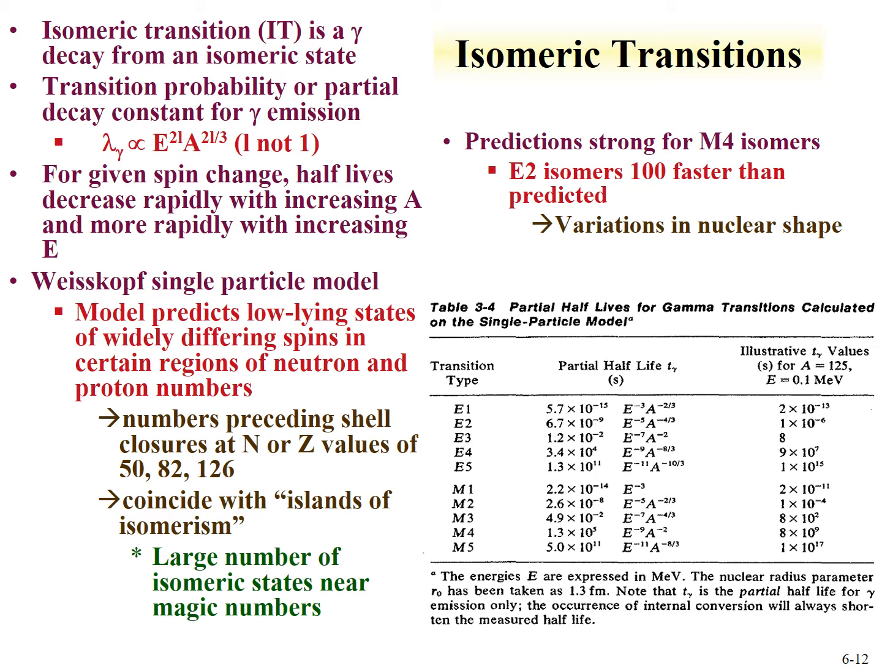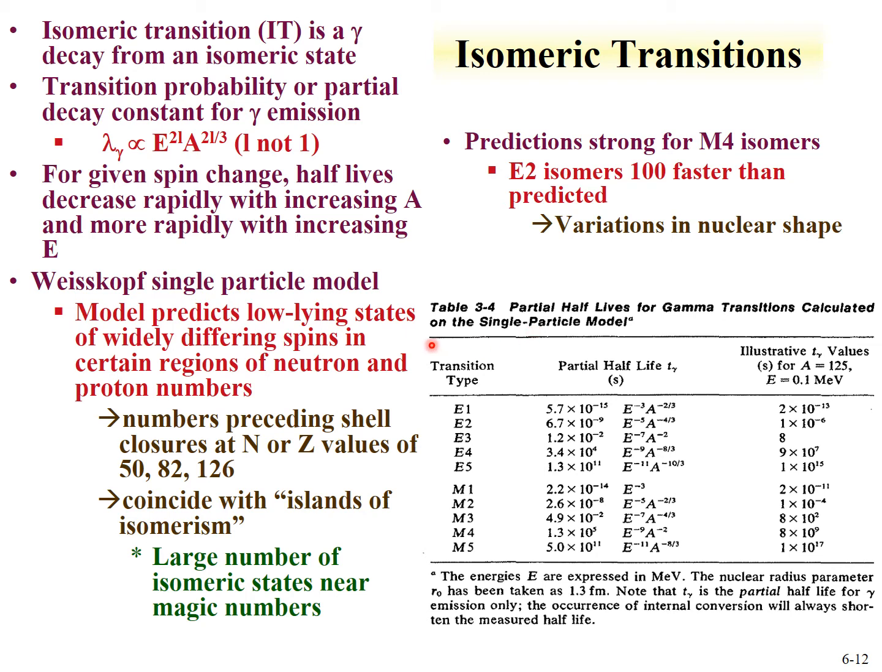Another decay route we've discussed is isomeric transition. This is just the photon emission from an isomeric state or an excited nuclear state. There are routes for determining the probabilities of these transitions. The probabilities are based upon the energy, the A, and the L. Fundamentally, what this says is for a given spin change, the half-life of this isomeric state decreases rapidly with increasing A, and even more rapidly with increasing E. There are models called the Weisskopf single particle models, which are used to predict low-lying states. They can be used to evaluate the expected half-lives of these isomeric states.